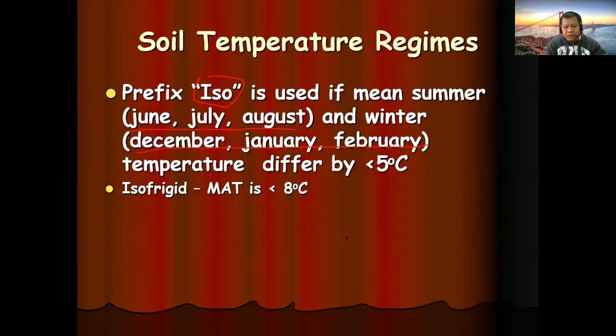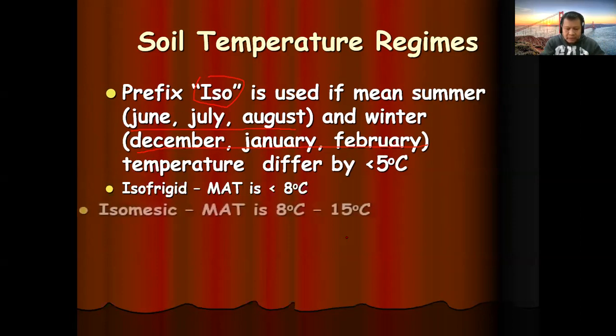And then the temperature during winter is 7. Therefore, the difference between 5 and 7 is 2. That is less than 5. Therefore, ang tawag natin sa soil temperature regime na yon, because it has a difference of less than 5 degrees Celsius between summer and winter, and ang mean annual temperature is less than 8, tawagin natin isofrigid.